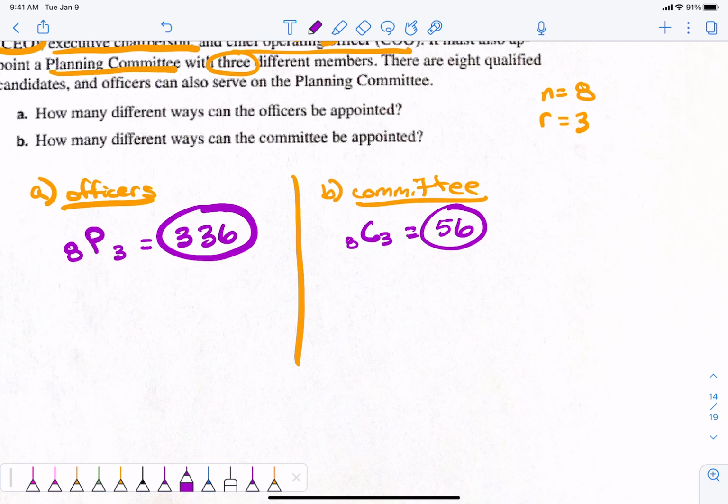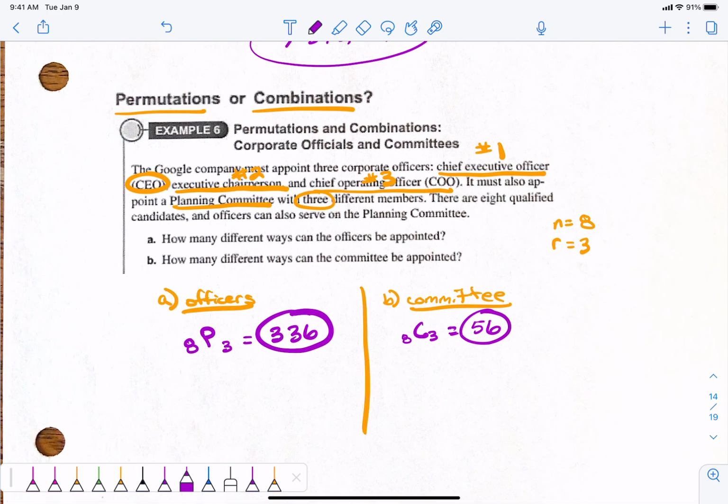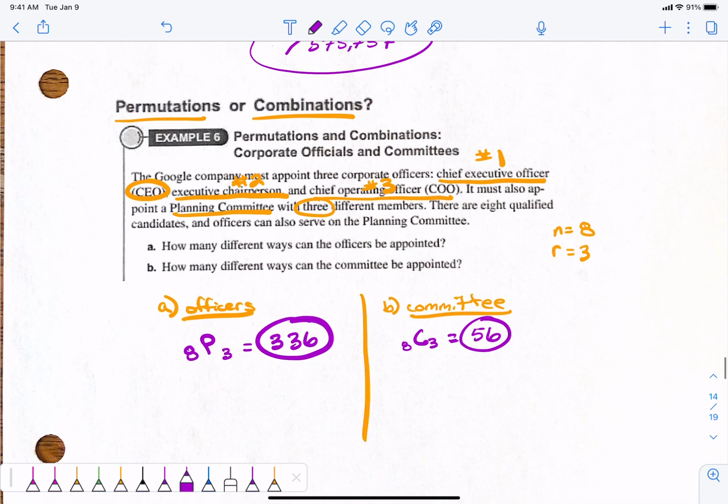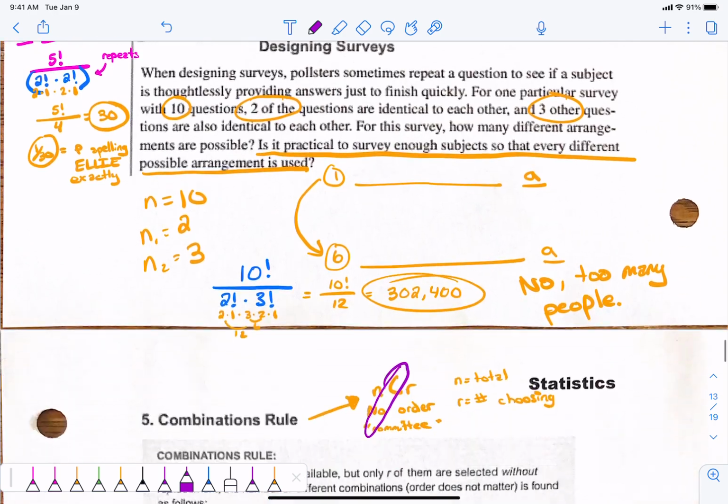Okay, good? Questions about that? Happy with that? The tricky part is when they throw repetition in there. So be careful of that.